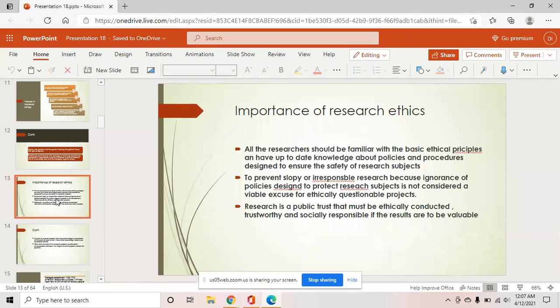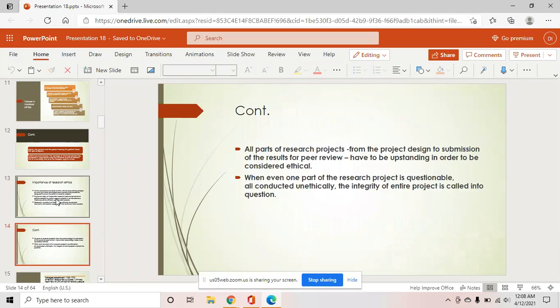Research is a public trust that must be ethically conducted, trustworthy, and socially responsible if the results are to be valuable. All parts of the research project, from the project design to submission of the results for peer review, have to be upstanding in order to be considered ethical. When even one part of the research project is questionable or conducted unethically, the integrity of the entire project is called into question.